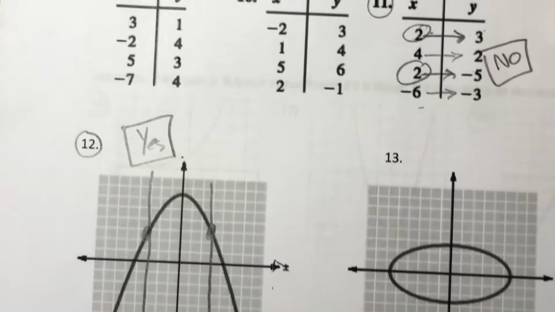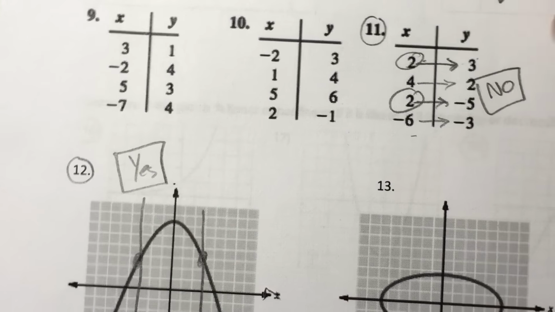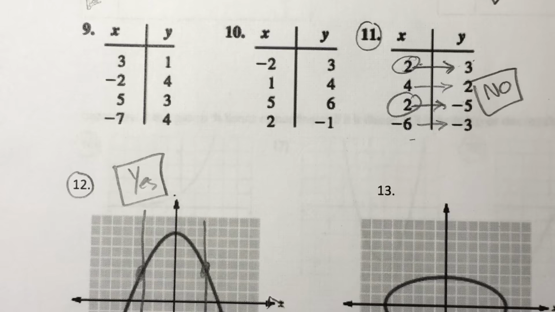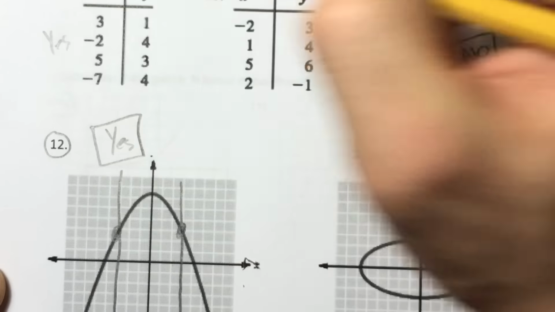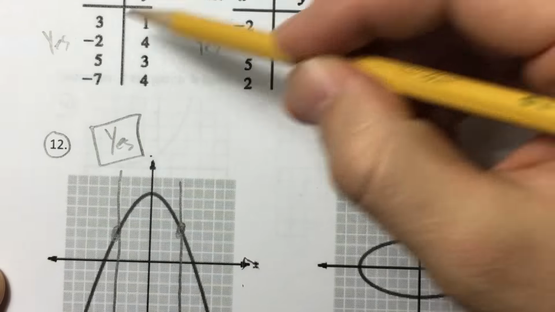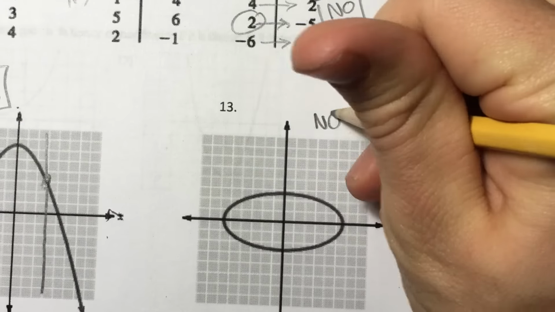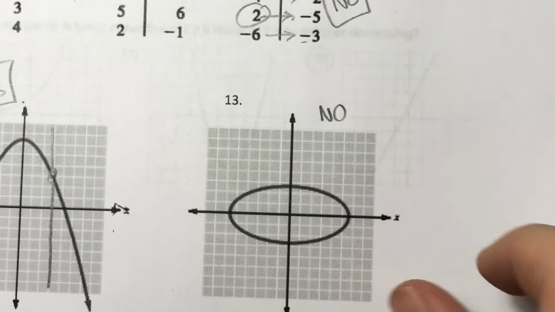All right, so now I want you to pause the video, do numbers 9, 10, and 13, then push play to check your answers. All right, so for both number 9 and number 10, we're saying yes, these are functions. And then for number 13, we can say no, this is not a function because it fails the vertical line test.